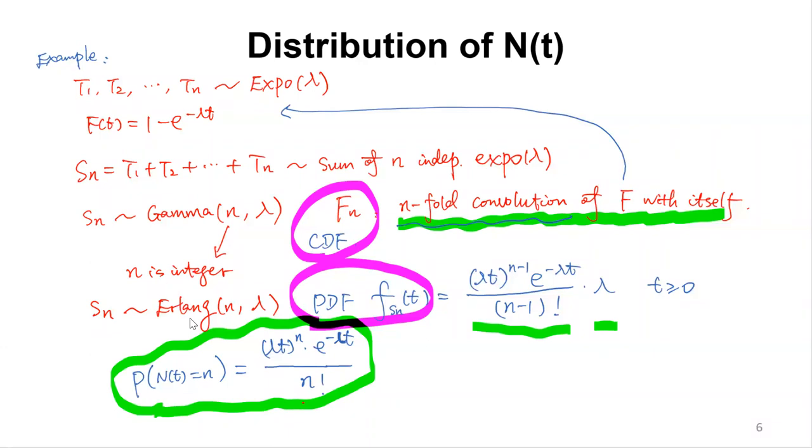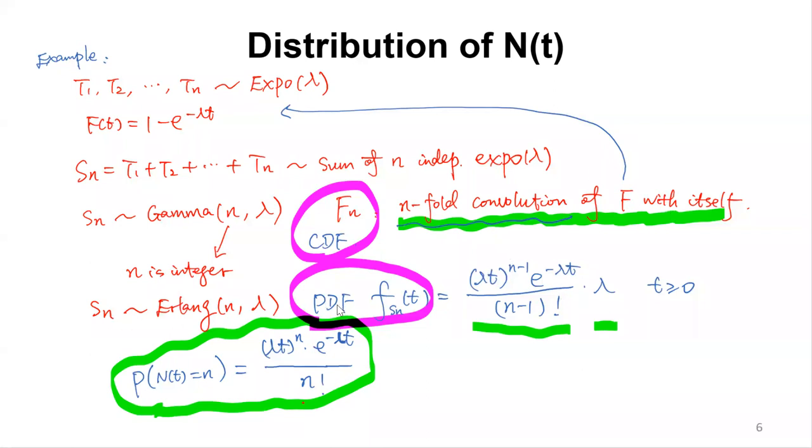So for the gamma distribution, when n is an integer, it becomes an Erlang distribution. If we recall the lecture before, we talked about the Poisson process and the Erlang distribution before. This is a summation of n independent exponential distributions. But gamma is very general; n does not have to be an integer. If n is an integer, it becomes an Erlang distribution. So this gamma distribution, F_n, is actually the n-fold convolution of F with itself.